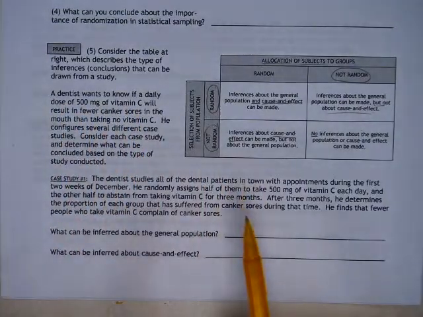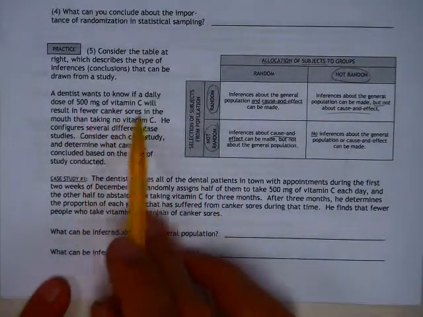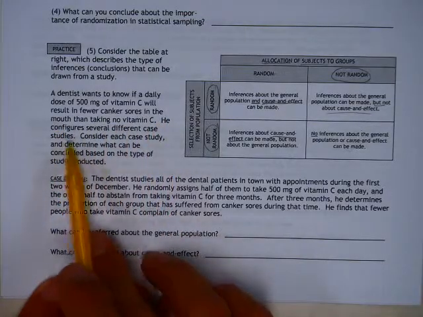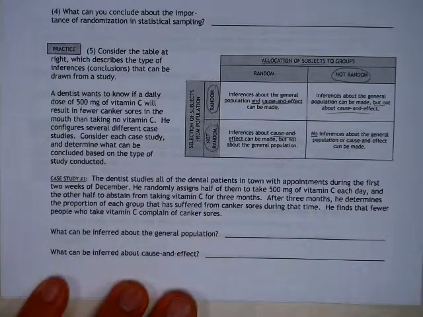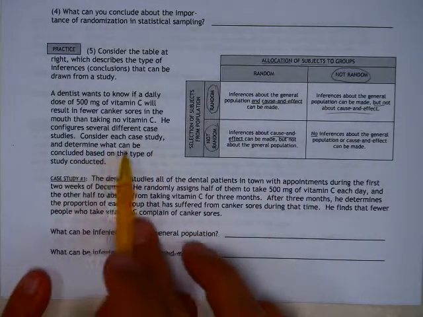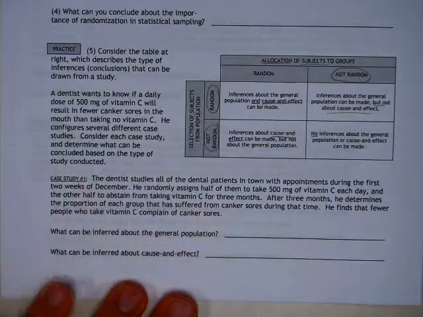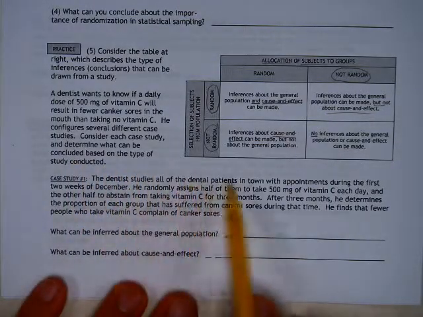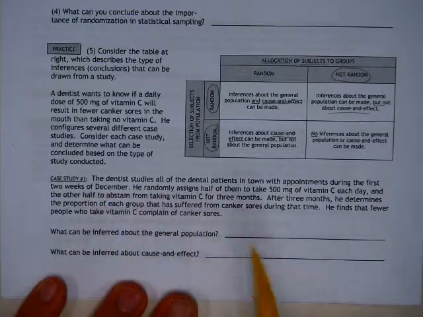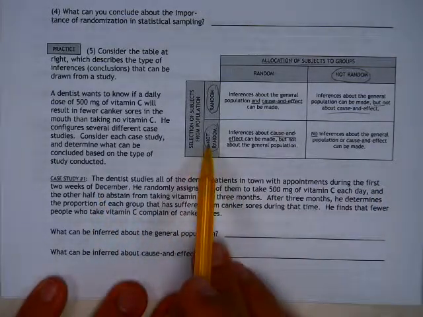It says a dentist wants to know if a daily dose of 500 milligrams of vitamin C will result in fewer canker sores in the mouth than taking no vitamin C. He configured several different case studies, and we will see the 4 different ones following this. Consider each case study and determine what can be concluded based on the type of study conducted. Okay, so he looks at just people with appointments during the first 2 weeks of December. That is not randomly selected from the population.